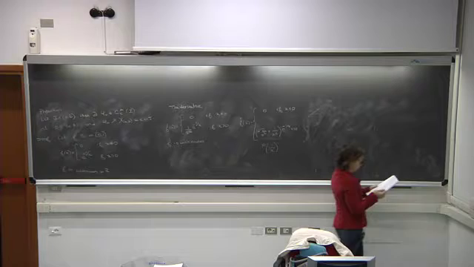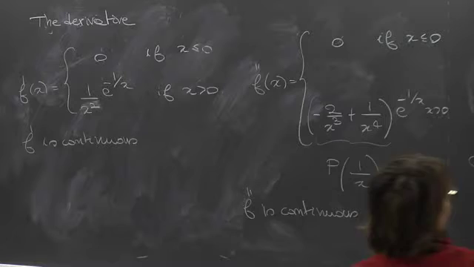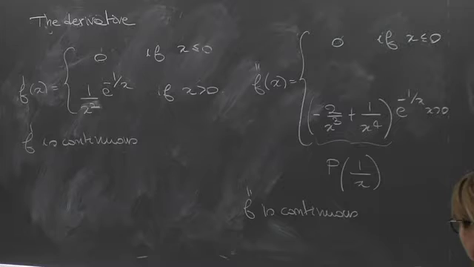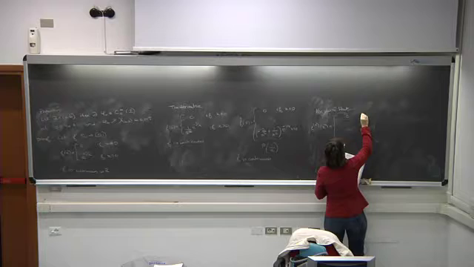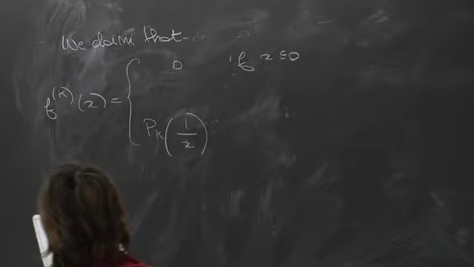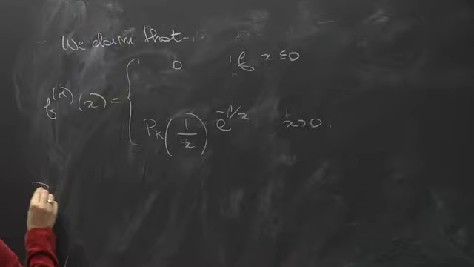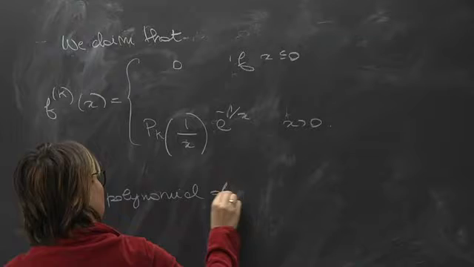we do this by induction. So again here f'' is continuous and so on. So we claim that the kth derivative, f^(k)(x), is equal to 0 if x is less than or equal to 0, otherwise it is a polynomial P_k of 1 over x times e to the minus 1 over x, if x is positive. P_k is a polynomial in the variable 1 over x, okay?